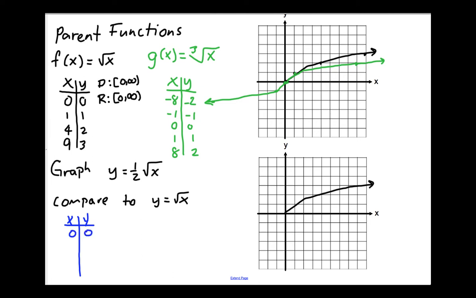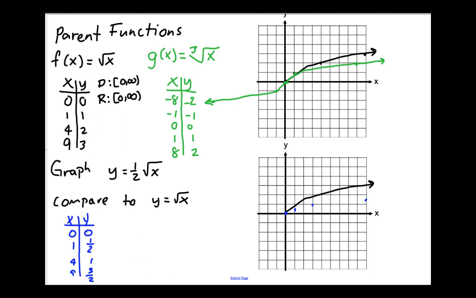But remember, we're taking 1/2 of the square root. So at 1, I'm at 1/2. And then at 4, I'm at 1. And then at 9, I'm at 3/2. So I lose a half each time along the way. So what's happening is I start off at 0, but then at 1 I'm only at a half. And then out here at 4 I'm only at 1. And then out here at 9 I'm at 1.5.